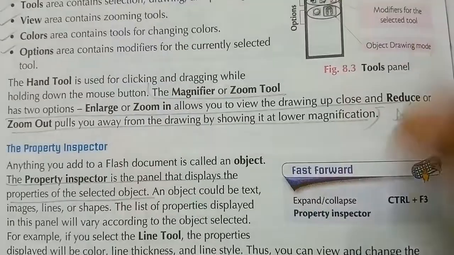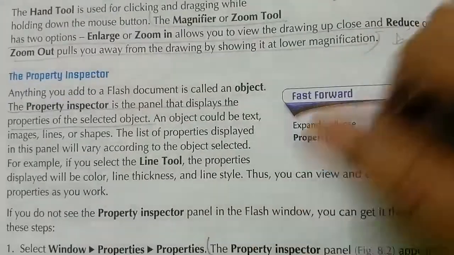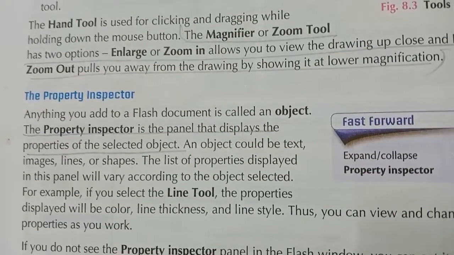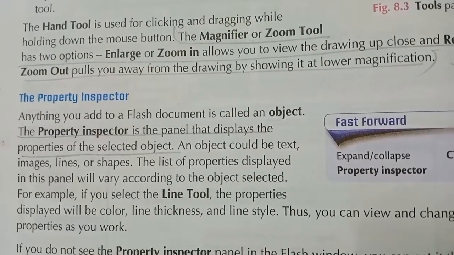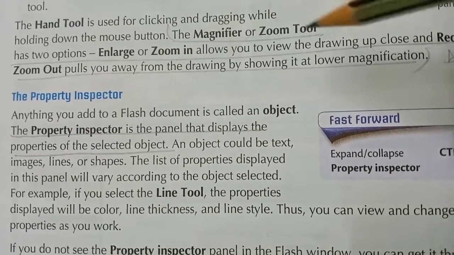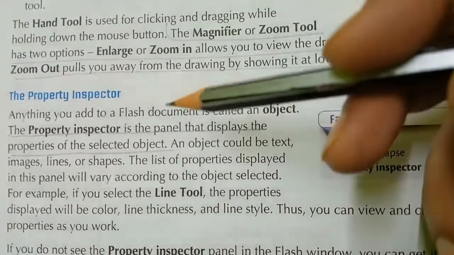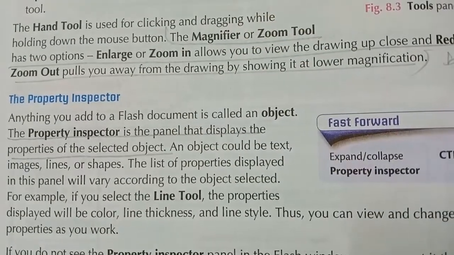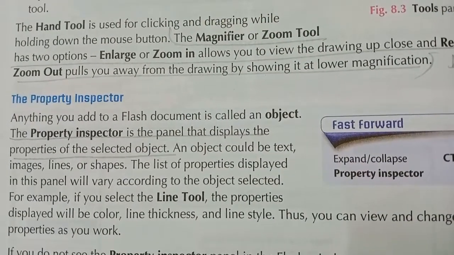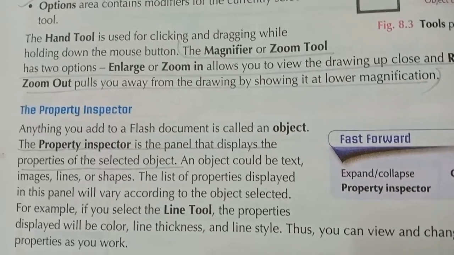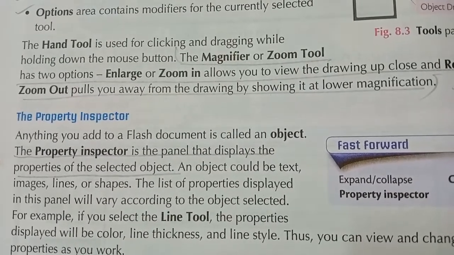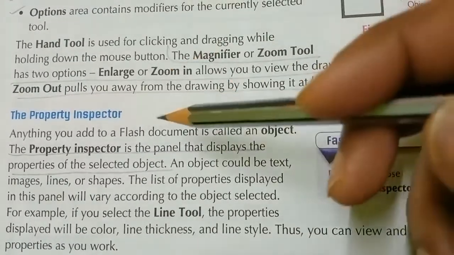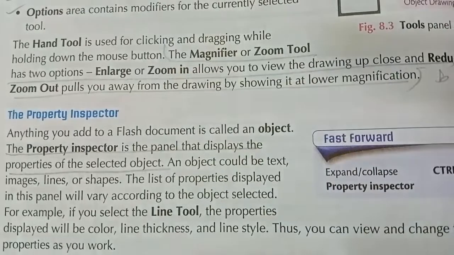Next is the property inspector. What is the property inspector? Anything you add to a Flash document is called an object. So anything you add in the drawing is called an object. The property inspector is the panel that displays the properties of the selected object. So whatever object you have selected, it will show the properties of that object. These tools are also called objects. So whatever tool you are selecting, its properties will be shown in the property inspector panel.